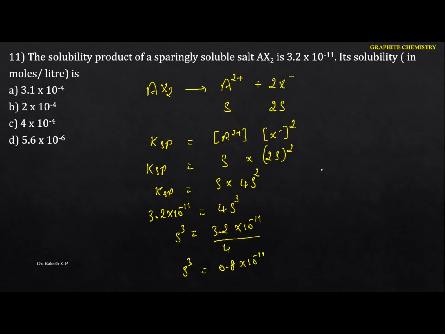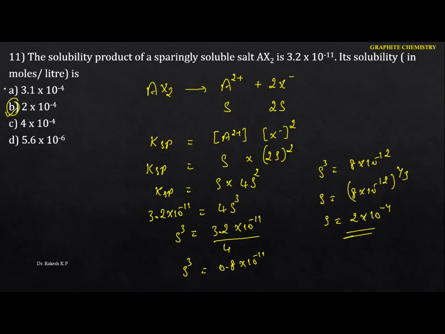So again I'm going to calculate here. This one I can write as 8 into 10 to the power of minus 12. If we take the S here, that means I can write it as the cube root of this value. Okay, so I can write it 1 by 3. So this becomes 2 into 10 to the power of minus 4. So hence we got its solubility is 2 into 10 to the power of minus 4. The option is B.